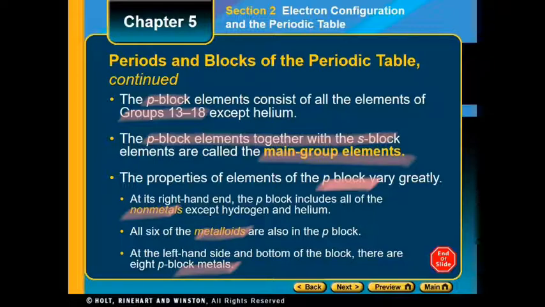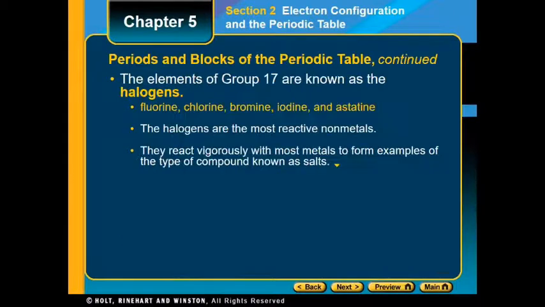Now we're going to break that P block down. Again, the metalloids, you should know what your 6 metalloids are. Boron, silicon, germanium, arsenic, antimony, tellurium. Make sure you still have those. So we're going to break out group 17, which is there in the P block. Group 17, known as the halogens. That's fluorine, chlorine, bromine, iodine, and astatine.